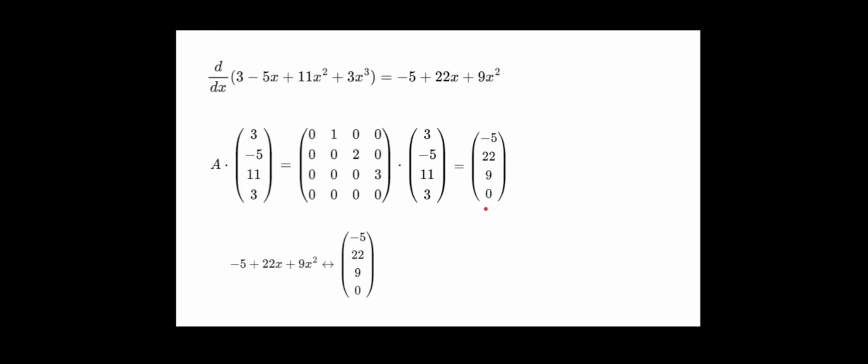So this output vector does indeed correspond with the derivative of this function. And you can see that negative 5, 22, 9, negative 5 plus 22x plus 9x squared.